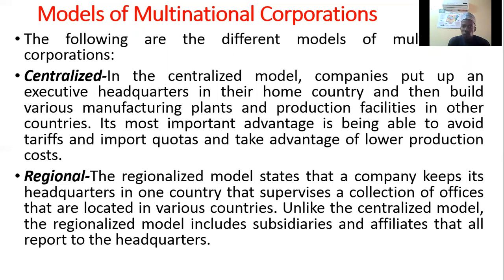In a centralized model, companies put up an executive headquarters in their home country and then build various manufacturing plants and production facilities in other countries. Just like Dangote group of companies, they have their headquarters in Nigeria, and then they have their manufacturing plants across Africa and other countries in the world. Its most important advantage is being able to avoid tariffs and import quotas and take advantage of lower production cost. You understand?